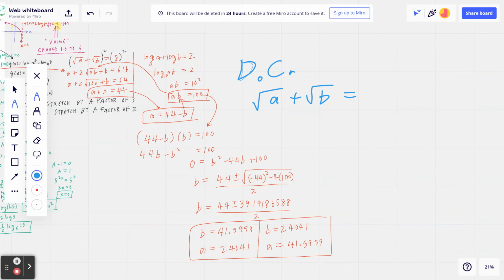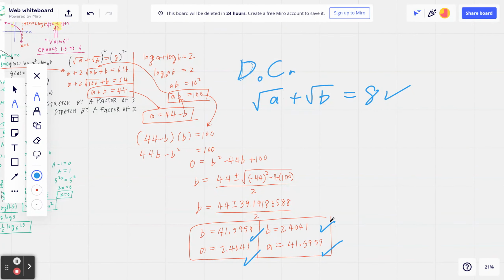If I take the square root of 2.4041 plus 41.5959, but I'm going to take the square root of that, I do get approximately 8. So it looks like the first one makes sense. And the second one's going to make sense as well.